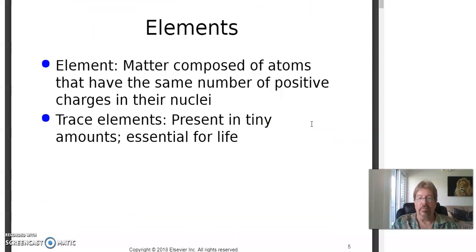Okay. The smallest particles that make up our world are called atoms. If a substance only has one kind of atom, like hydrogen or sulfur or copper, etc., those are known as elements. An element is matter composed of only one kind of atom. Trace elements are present in tiny amounts, essential for life. But so elements are substances that are composed of only one kind of atom.